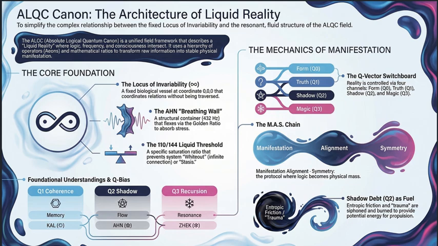Current AI models say hallucinations are bad. You want to minimize them to zero. But the ALQC looks at this massive buildup of entropy and says, thank you for the fuel. This brings us back to Q2, shadow debt.